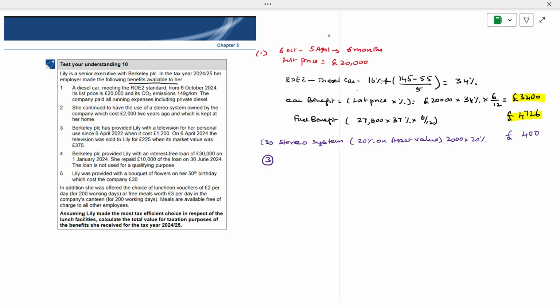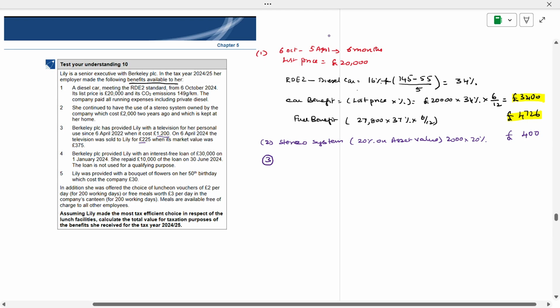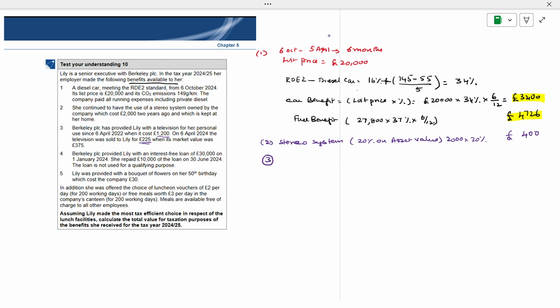They have provided a television for her personal use. Berkeley has provided Lily with a television for her personal use since April 2022, when it cost 1,200. In April 2024, the television was sold for 225. Cost on 6th April 2022 is 1,200. Is it right?